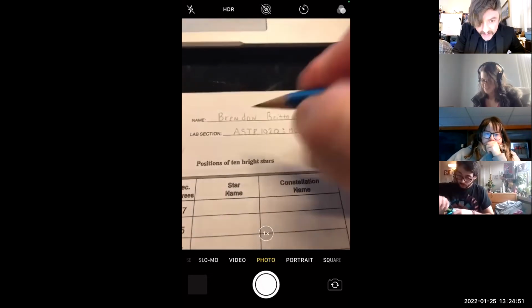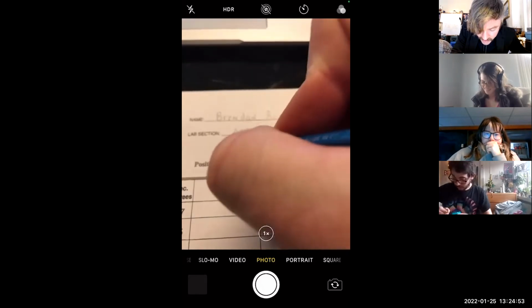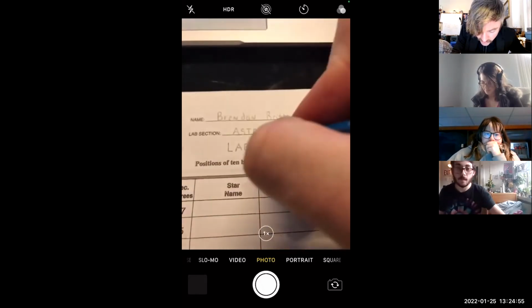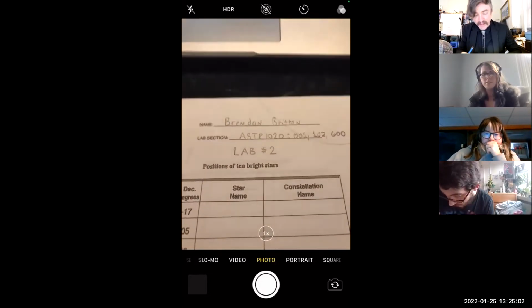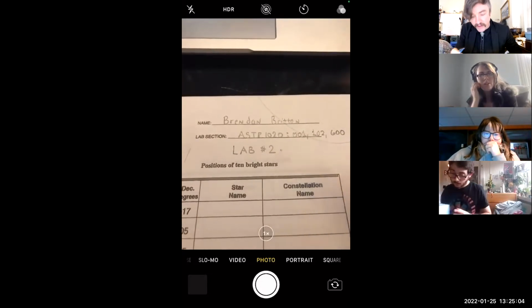Another great idea for bookkeeping, right underneath it, lab number 2. This will remind you what you should be submitting it under, and it will help you keep track of what you've submitted over the semester. I've learned this the hard way. This is a smart thing to do, okay?